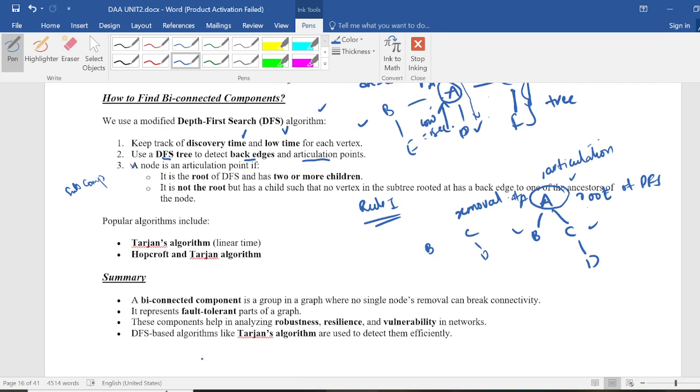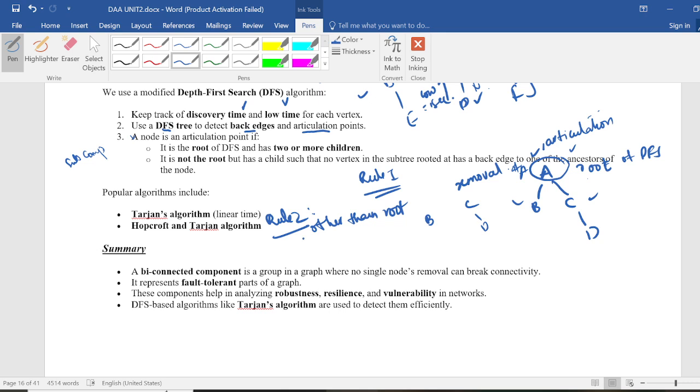Rule 2. What is rule 2? For any node other than the root, if any one of its children cannot go back to an ancestor, then the node is an articulation point. Okay.